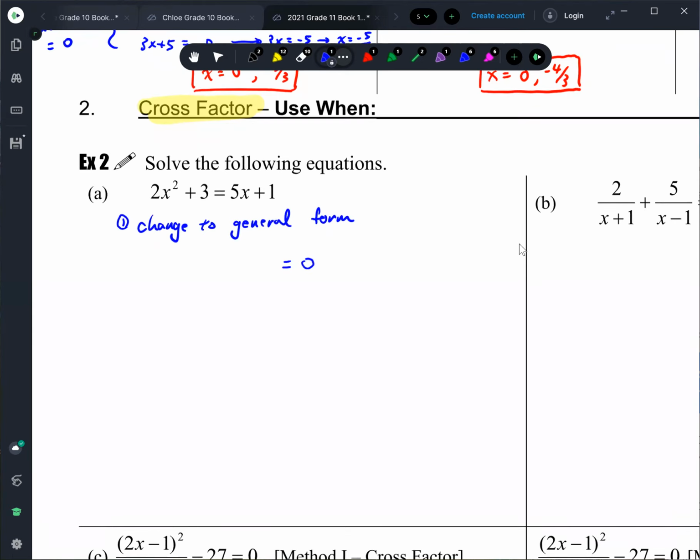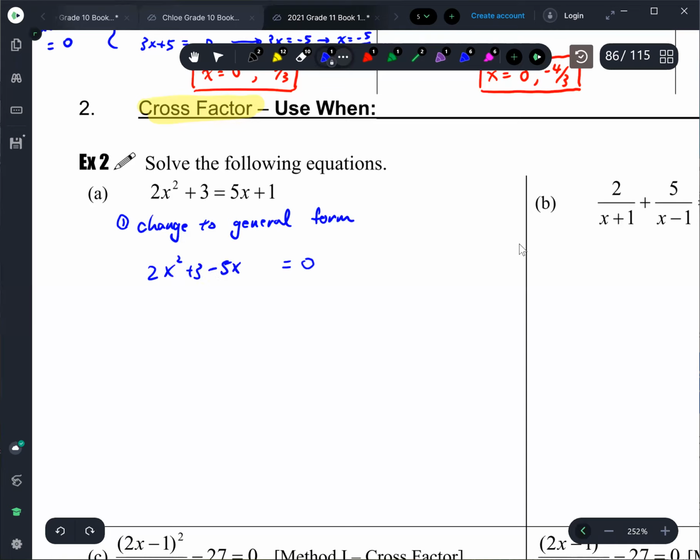All right, so what do you have on the left side after you move everything over? Geoffrey? So 2x squared plus 3 minus 5x minus 1. Okay, let's combine the like terms as well. So 2x minus 5 plus 2. Okay, 2x squared minus 5x plus 2 equal to 0.